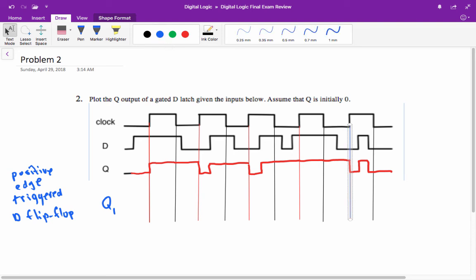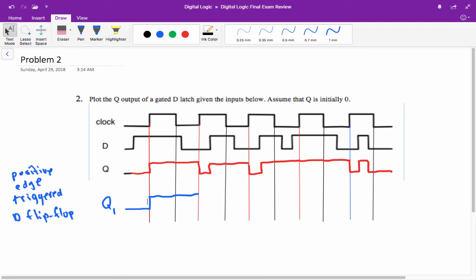So Q starts at 0, and it'll stay at 0 through the negative clock here. And then the clock becomes 1, so we have a positive edge. At the positive edge, look to see what D is. D is 1, so Q will become 1. And it can only change once, so it'll be 1 all the way until the next positive edge.